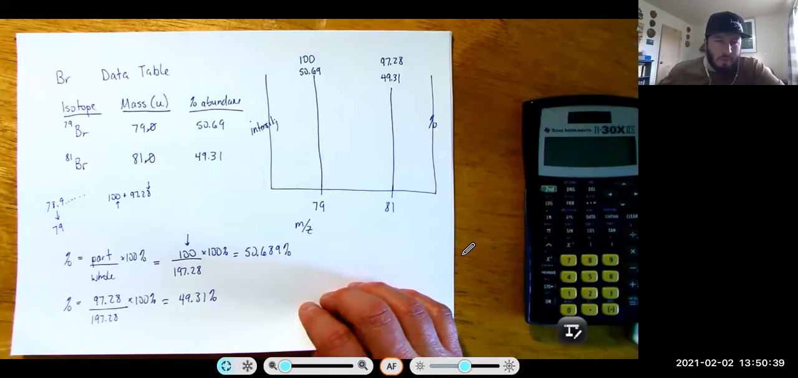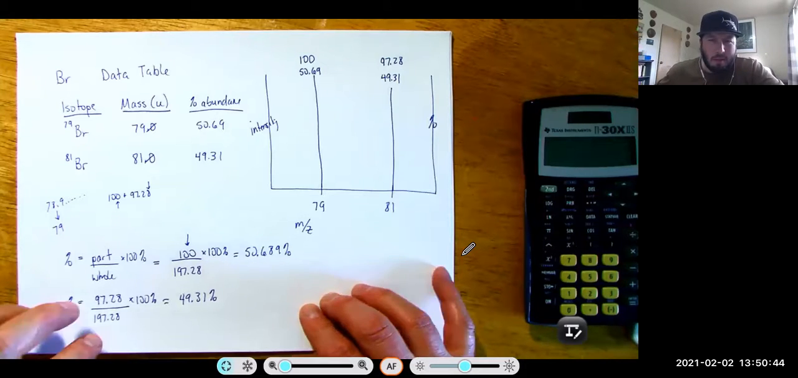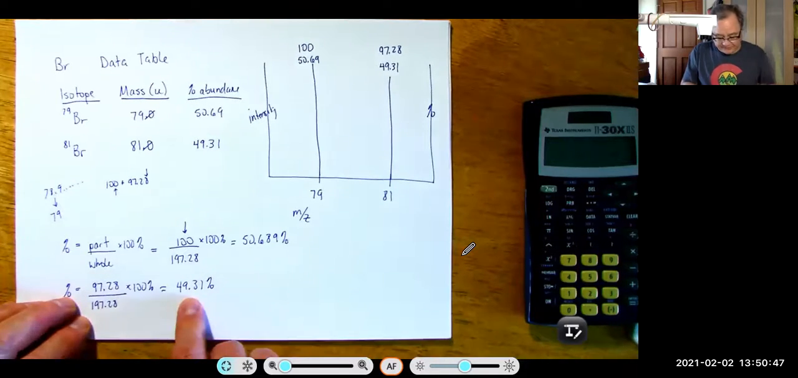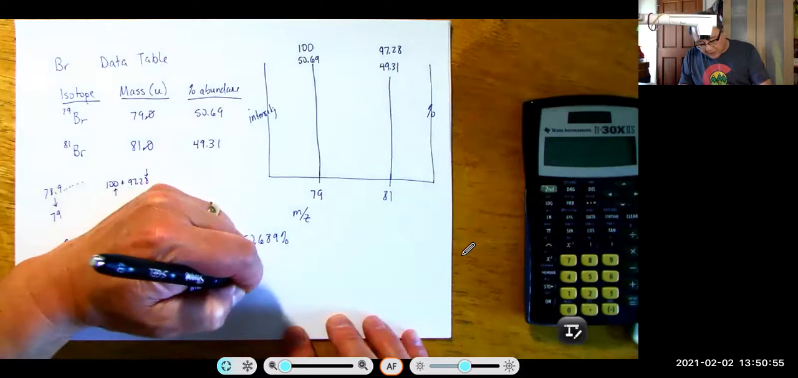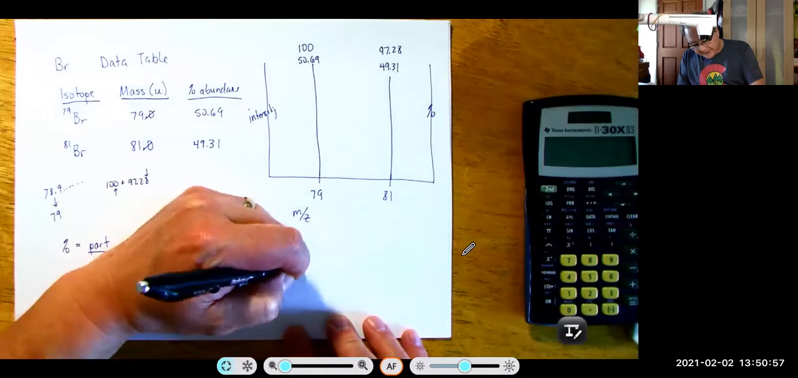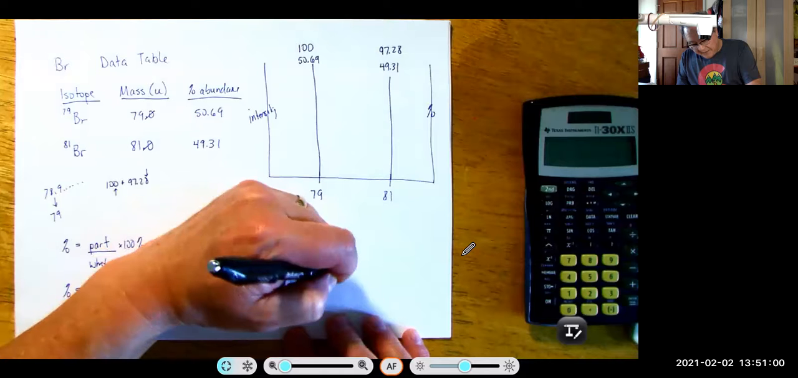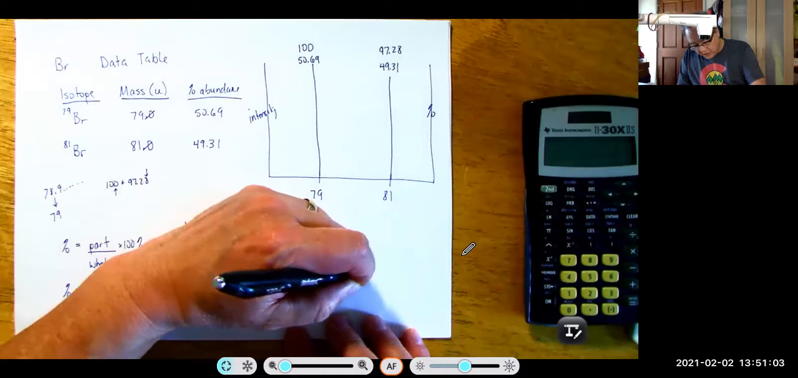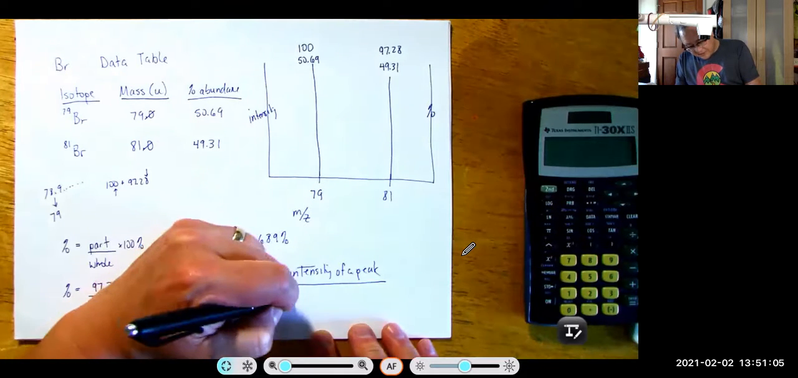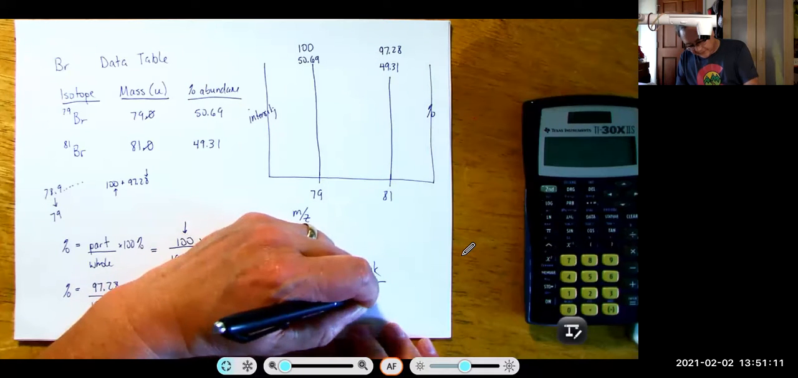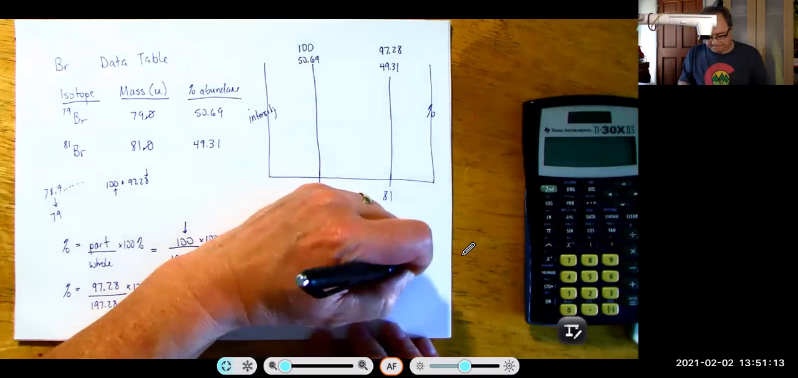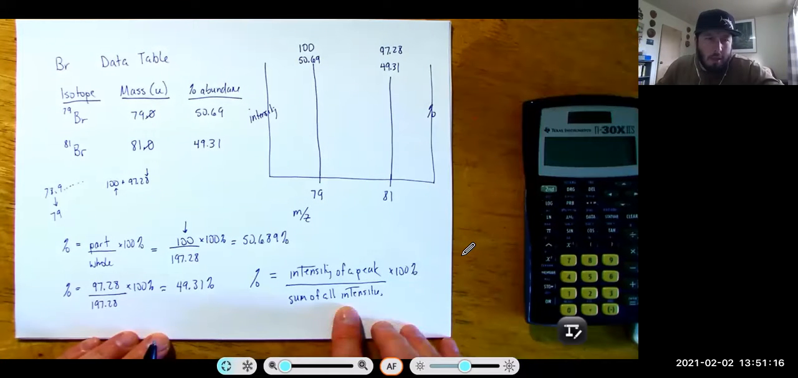Go ahead, Gabe. If you could just go over it one more time. For calculating these percentages? Yeah. Well, the general formula is part over the whole. And so in this case, if we are more specific, we're talking about the intensity of a peak over the sum of all intensities times 100%. The sum of all the isotopes. That's the whole.